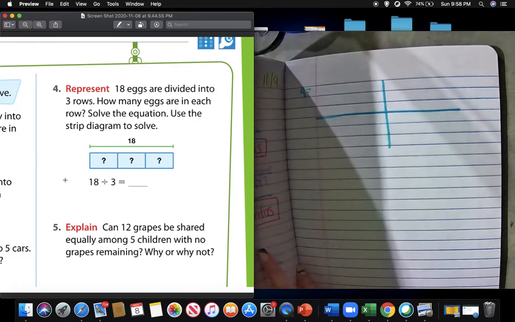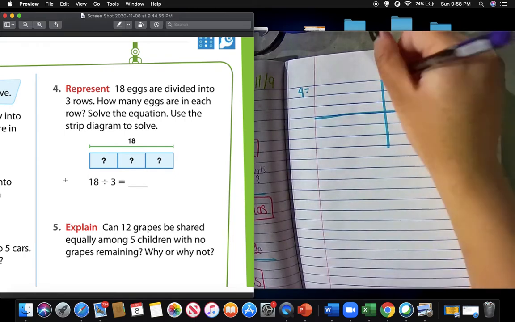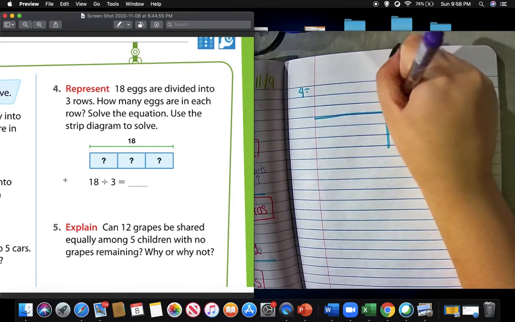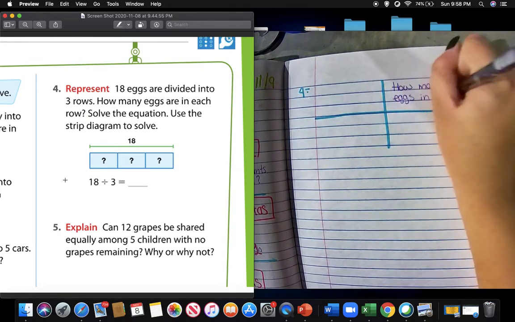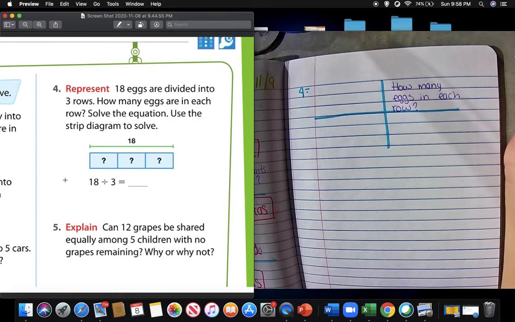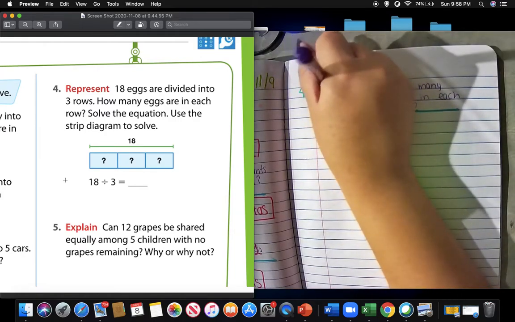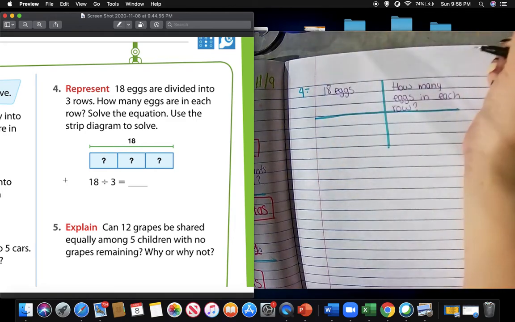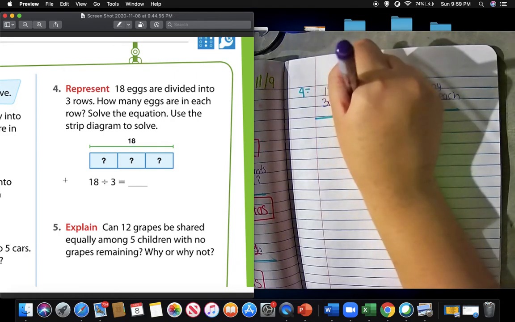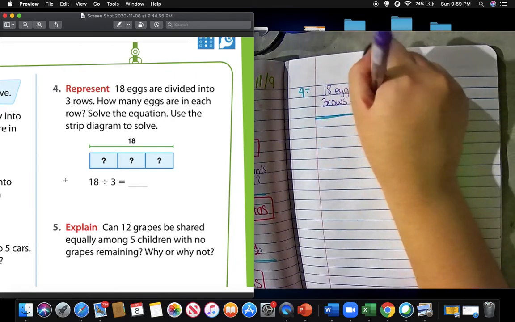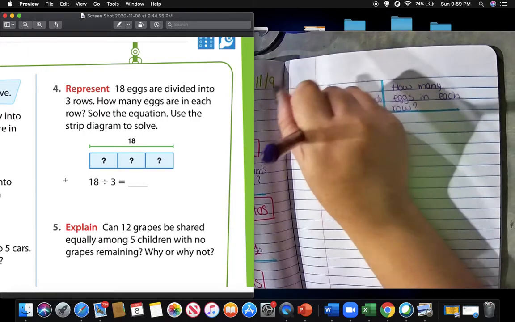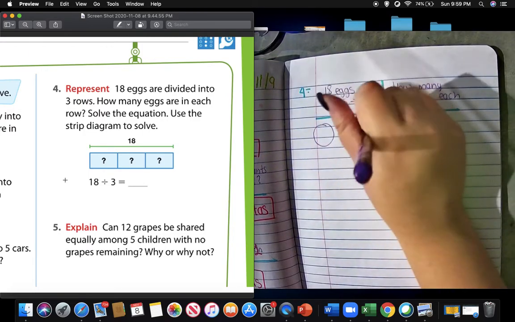The question is, how many eggs are in each row? Okay, so I have 18 eggs in total, and they are divided into 3 rows. Remember, these are my groups. So again, I am going to do how many groups? 3. So 1, 2, and 3.